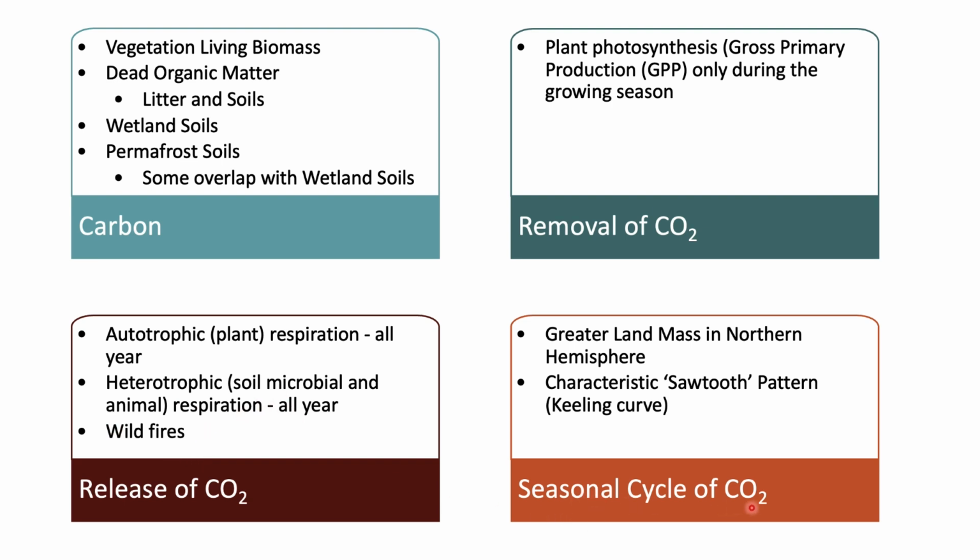And what are the seasonal cycles that are occurring? The greater landmass in the northern hemisphere means winter and summer have different carbon cycles. Similarly, the characteristic sawtooth pattern, that is the Keeling curve, is also responsible. We call that the breathing of the earth.